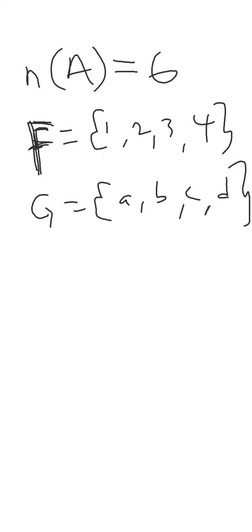So now, these are not equal sets. These are just equivalent sets. F and G are equivalent. What do you mean by equivalent? The number of elements in each of them is 4. They have the same number of elements. All right. So they are called equivalent sets.